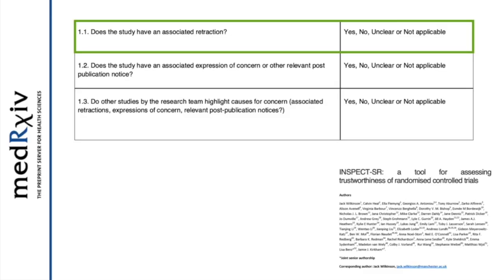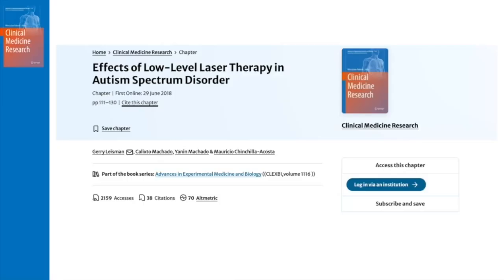So now you can move on to the second check. Does the study have an associated expression of concern or other relevant post-publication notices? You can go on the website of the journal again, and you can try to find if there is an associated expression of concern. You can try to find if there is an associated letter raising concern about the study, but actually there are none. So it passes a check at this point.